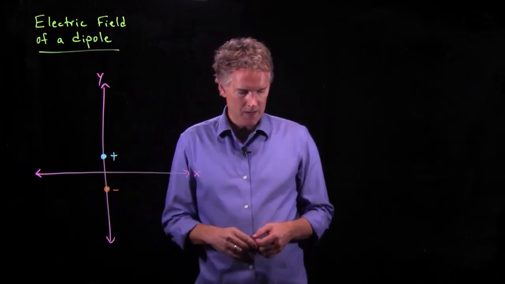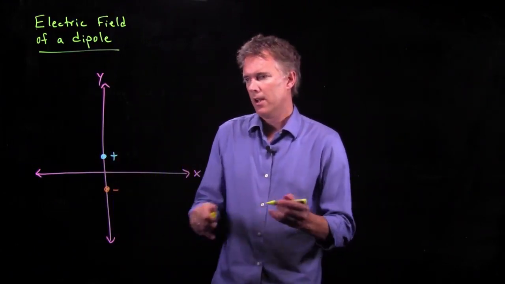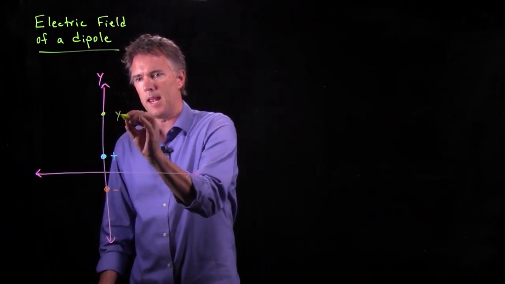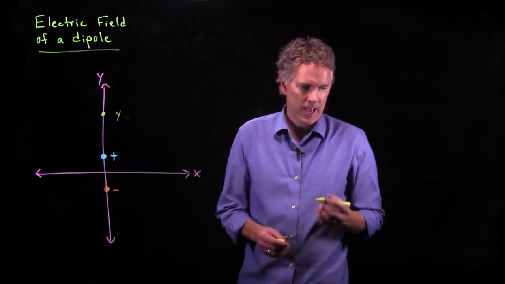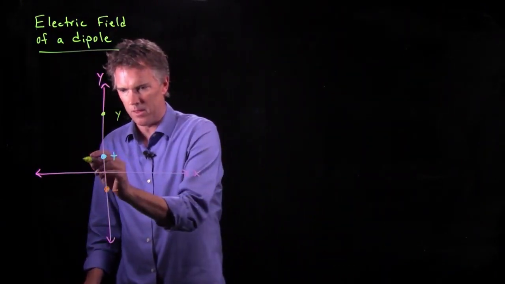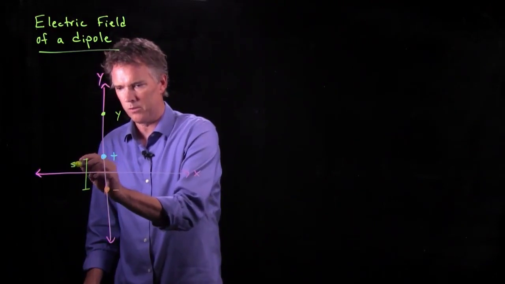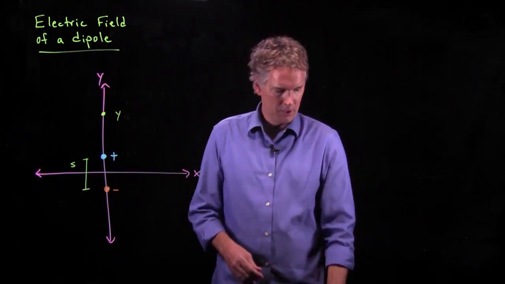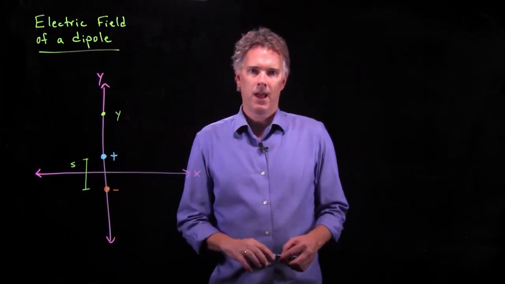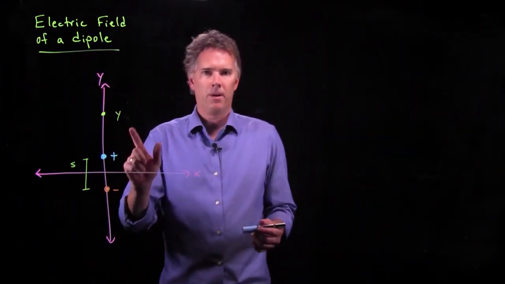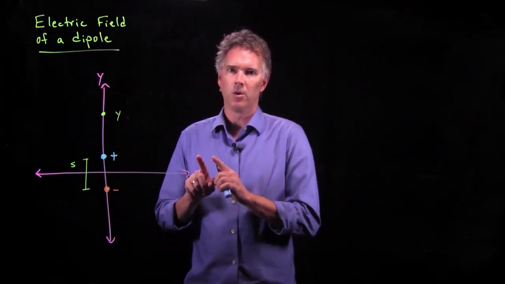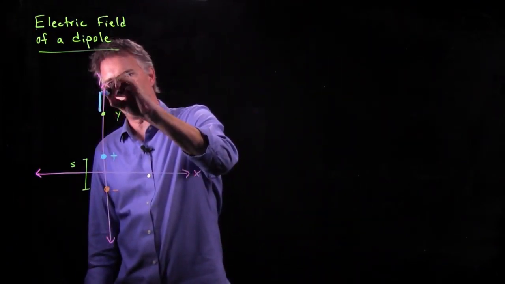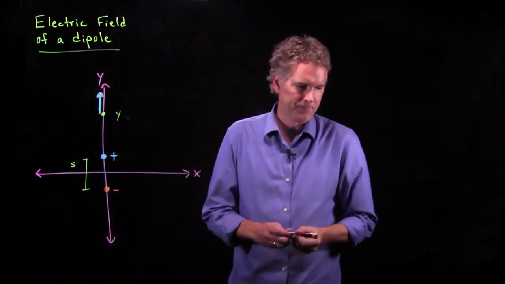Okay, so let's see if we can understand the electric field here. And let's think about the electric field up here at this point right here at a height y above the origin. And let's give this one more parameter here. We're going to say that this distance between the charges is s. Okay? So what does the electric field look like up here at the position y? Well, we know that a positive charge has electric field lines that are going out from it. So there's going to be an electric field here due to the positive charge that is pointing up.